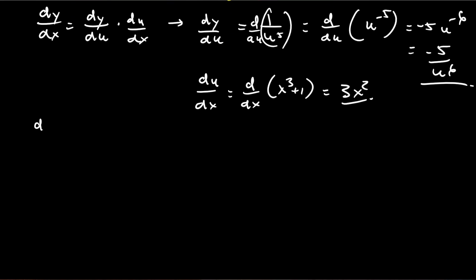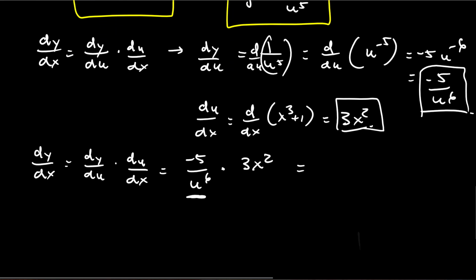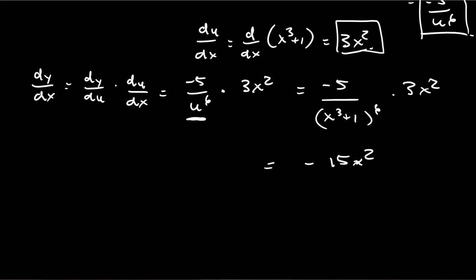Therefore, we can say that dy by dx is dy by du multiplied by du by dx, which is minus 5 u to the power 6 multiplied by 3x squared. However, we said that u is x cubed plus 1, so wherever we see u, we have to replace that by x cubed plus 1. So we have minus 5 times (x cubed plus 1) to the power of 6 multiplied by 3x squared. Therefore, we have minus 15x squared over (x cubed plus 1) to the power of 6.